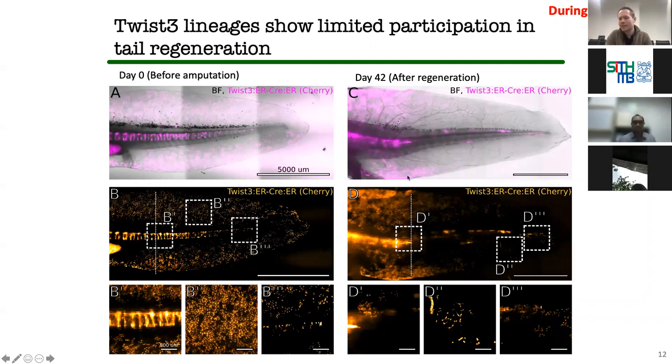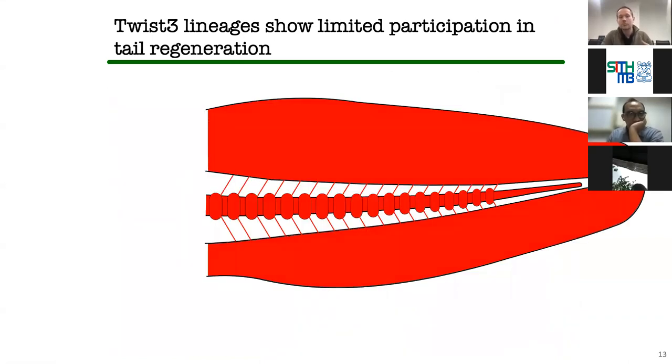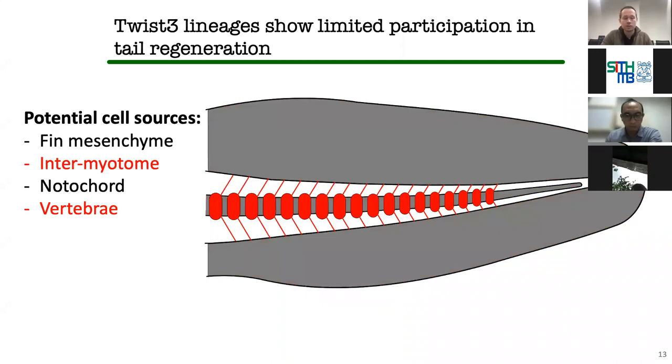This suggests to us that the twist 3 population does not contain the cells that are responsible for tail regeneration. We can therefore exclude the notochord and also the fin mesenchyme as a likely source. This leaves us with the vertebrae and the intermyotomal cells as remaining candidates.